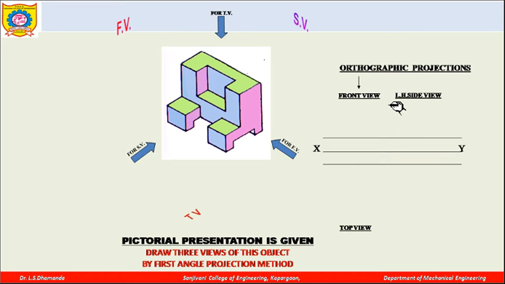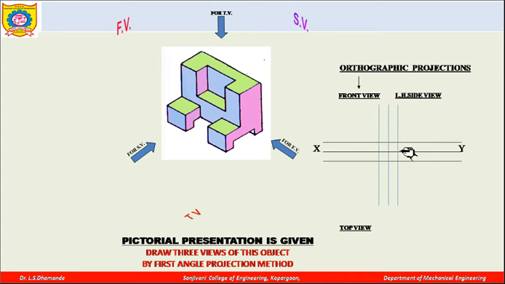Then similarly we draw one line perpendicular to the xy line, which is called the x1 y1 line. A line parallel to this vertical line is to be drawn on the right side as well as on the left side, and they should be equidistant. So this distance and this distance should be equal, and can be kept as 20 mm. So this is the xy line drawn, and this is the x1 y1 line drawn. This is x1 and this is y1.